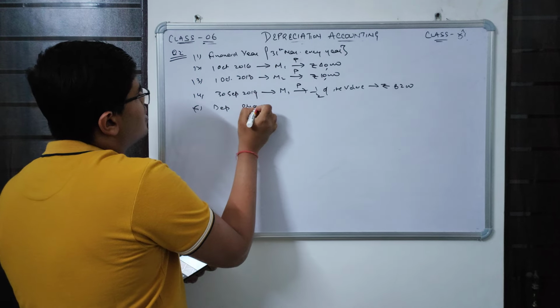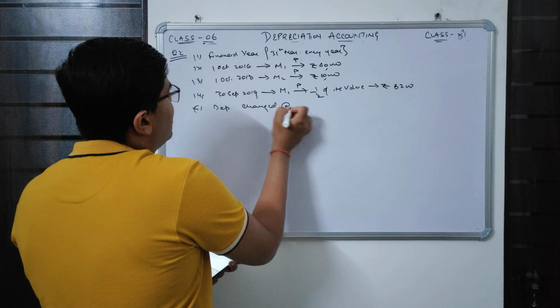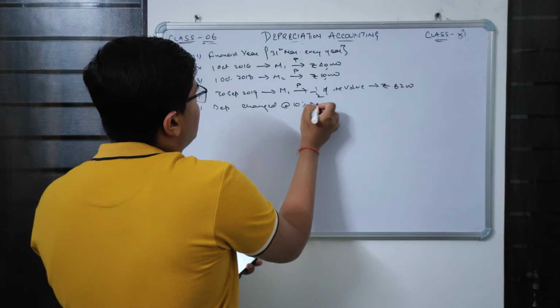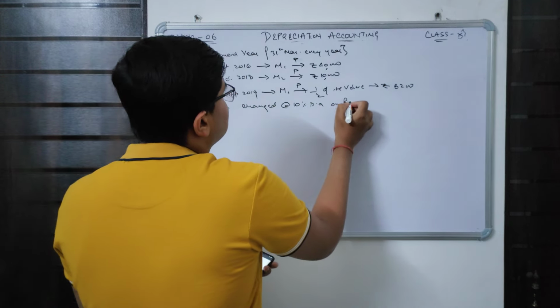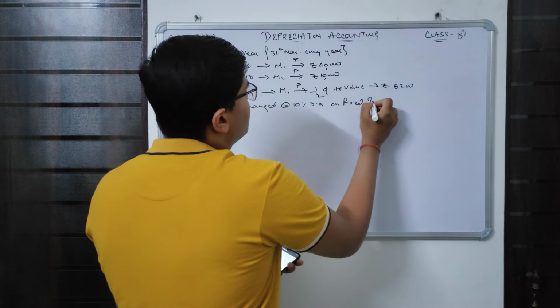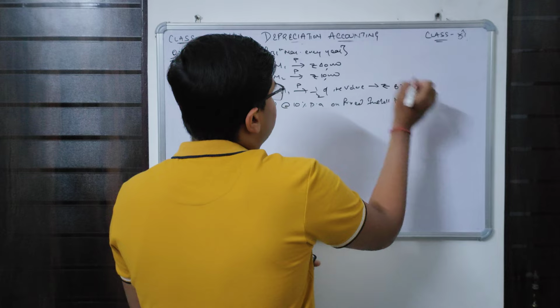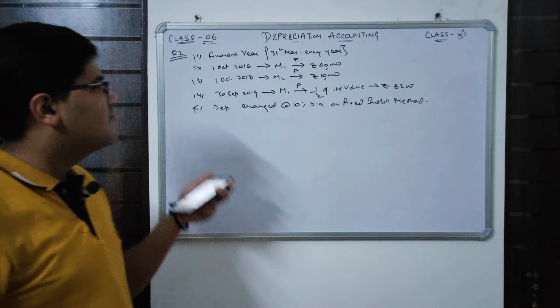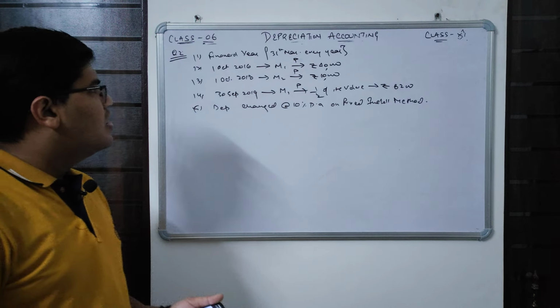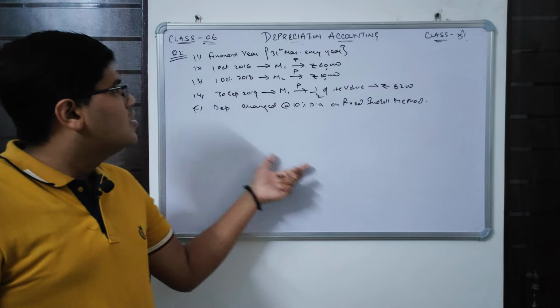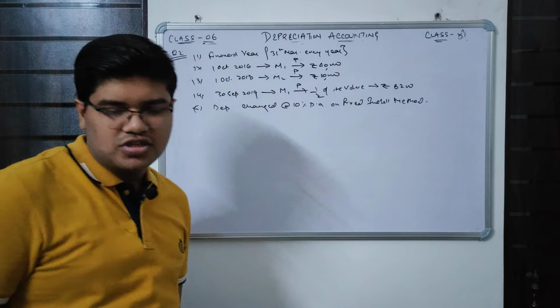Fifth part, depreciation is charged at the rate of 10% per annum on the fixed installment method. So prepare the machine account. It's very simple to calculate. Now it is quite similar to the previous question. So let us try to do the solution for it.